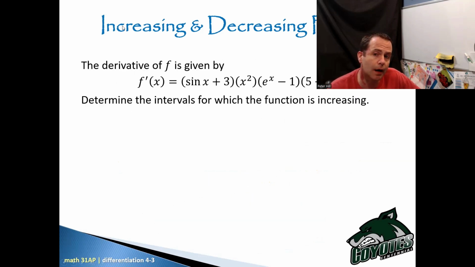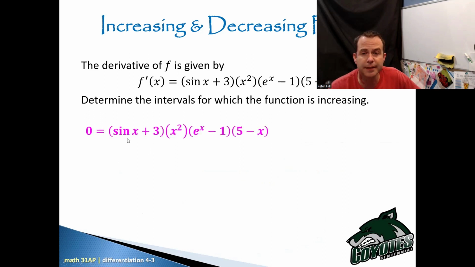Okay, the derivative of f is given by the following. Determine the intervals for which the function is increasing. Okay, so I already have the derivative. I'm going to set the derivative equal to 0. This is going to give me sine of x equals -3, which I would want you to say is bogus because nothing will exist there. This is going to give me x is 0. This is going to give me x is 0 as well because e to the 0 is 1 and 1 minus 1 will give me my 0. And then this will give me out a 5. So I've got 0 and 5 as critical numbers.